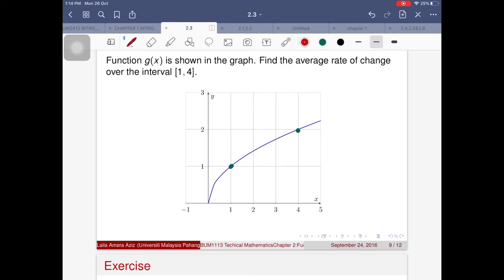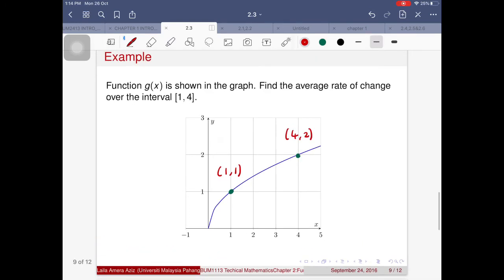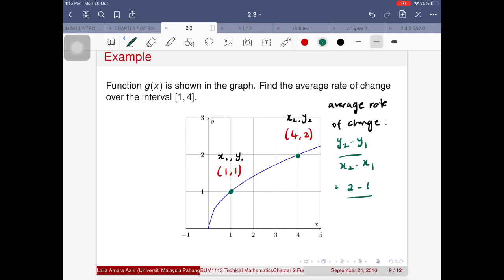So first what I'm going to do is identify the coordinates because we have coordinates right here. The first point is given by (1, 1). The second point is given by (4, 2). Okay, so now if I want to find the average rate of change, I apply the formula. This is going to be my x1, y1, this is going to be my x2, y2, and I'm going to use the formula y2 minus y1 over x2 minus x1.